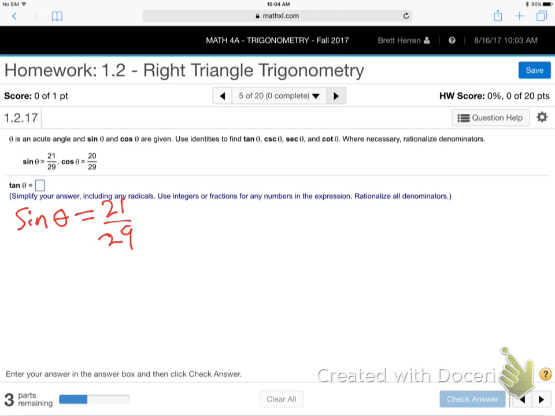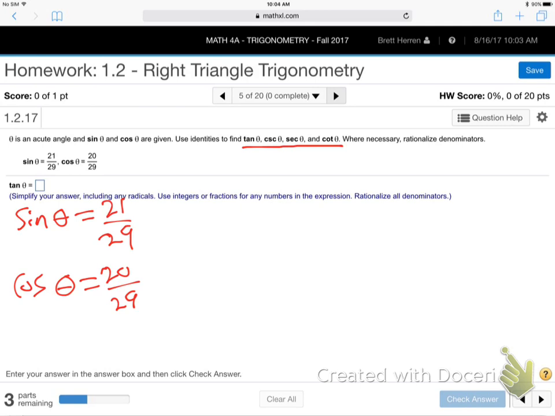Sine of theta is 21/29, and the cosine of theta is 20/29, and they want me to use identities to find the others. Yeah, they want all the other 4. So they're giving me 2 of the 6 trig functions, sine and cosine. No triangles. So they're kind of changing the game a little bit. I don't know if you noticed, there's no triangle pictures on this one. They're just giving me sine and cosine, and they're asking me to find the other 4 trig functions.